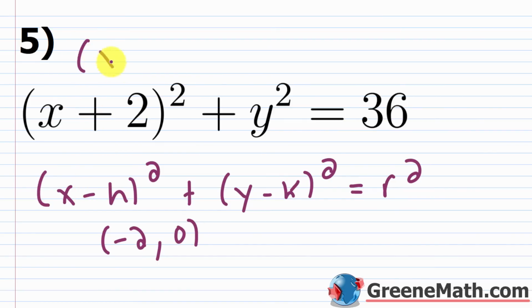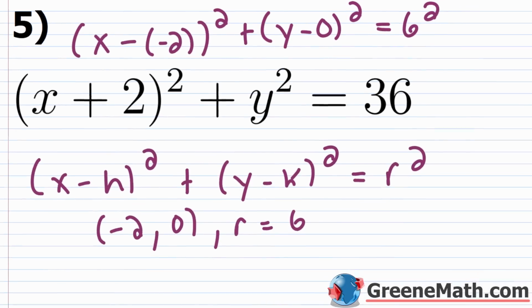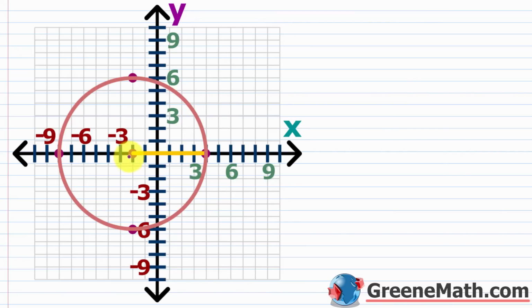So you could write this as x minus a -2 quantity squared plus you could go y minus 0 quantity squared is equal to, for the radius, it would be 6, right? So 6 squared. So this is the same as this. I'm just writing it in this form so we can extract the information. So the center here would be -2, 0, and the radius would be 6. So again, I've already prepared the graph, so we can just come down here. You see your center is at -2, 0, and again, your radius is 6.